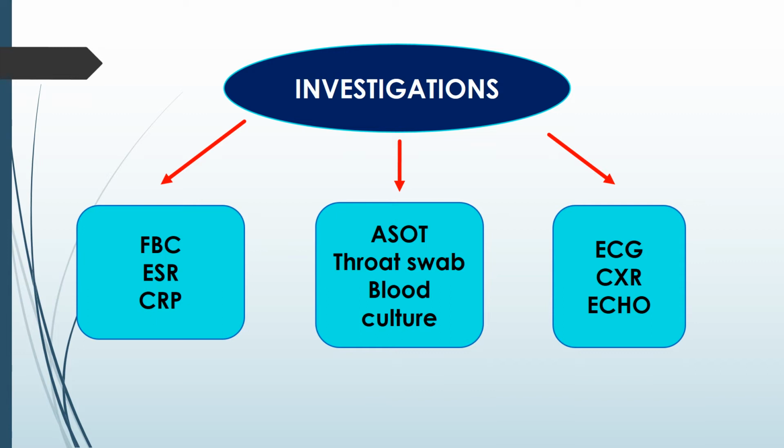Electrocardiogram may show prolonged PR interval, which is a minor criterion for acute rheumatic fever. Chest X-ray may demonstrate cardiomegaly and changes suggestive of heart failure, such as increased pulmonary vascular markings in patients with carditis. Echocardiography may reveal valvular regurgitation, especially of mitral and aortic valves, and pericardial effusion if there is pericarditis.